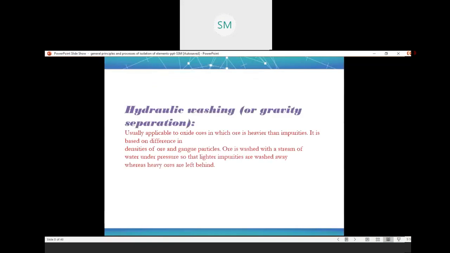First method for ore concentration is hydraulic washing, which is also called gravity separation. It is usually applicable to oxide ores in which the ore is heavier than the impurity. It is based on the differences in densities of ore and gangue particles. Ore is washed with a stream of water under pressure so that lighter impurities are washed away, whereas heavier ore particles are left behind.